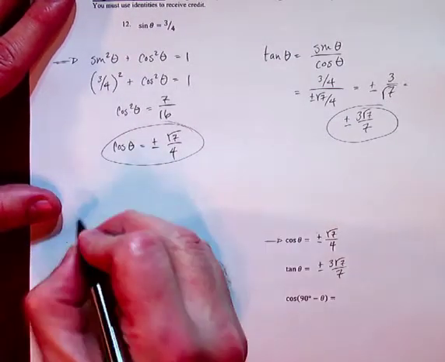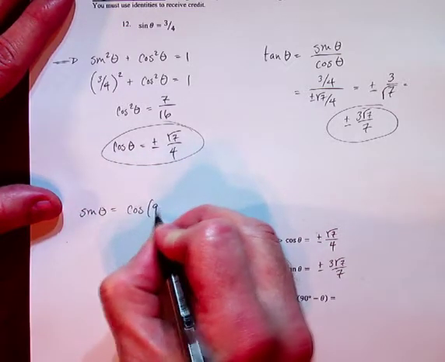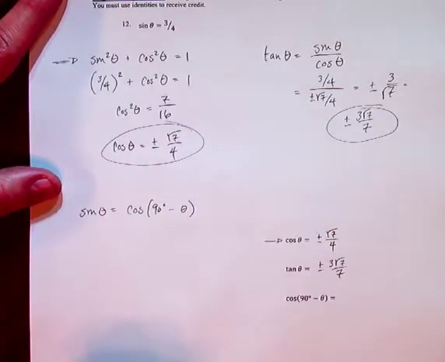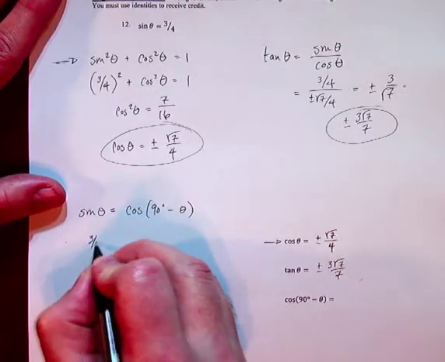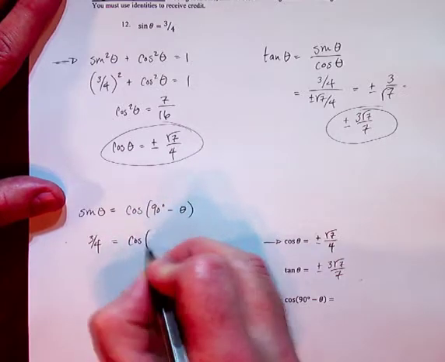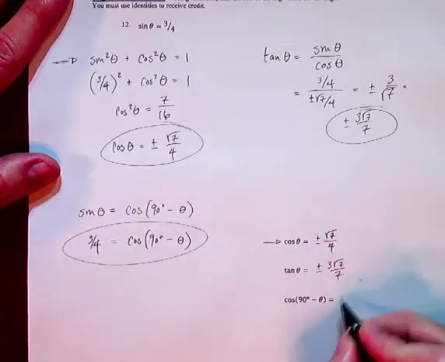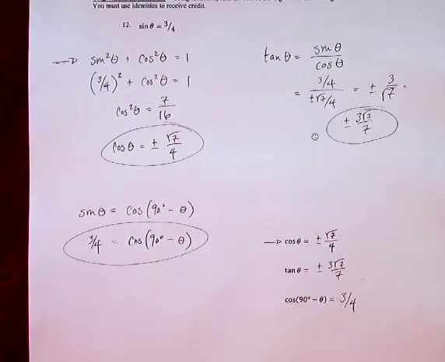You need to tell me sine theta is equal to cosine of 90 degrees minus theta. Don't leave it implicit, make it very explicit. And therefore, if sine is equal to 3/4, then so is cosine of 90 degrees minus theta. That is the cofunction identity, and this is 3/4. Now, all of that is basically what should have gone on in this quiz, okay?